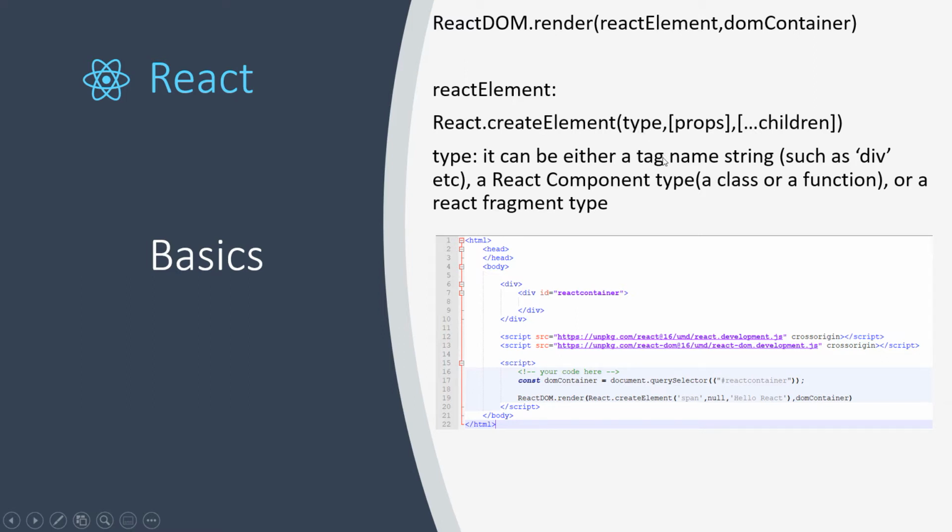We already explored how we can use an HTML tag name as a type. So you can see here, this is the same code which we already explored in the previous video. Here we are creating the element. This is a span, and this will contain the text hello React. But now we will see how we can use the component type, whether it's class based or function based, as a type for createElement.